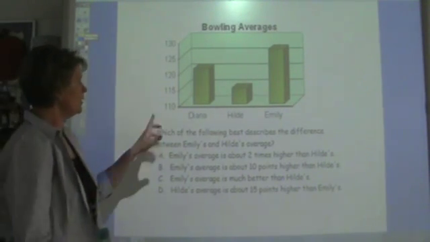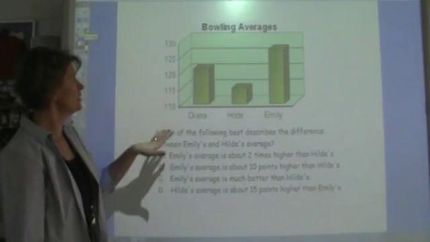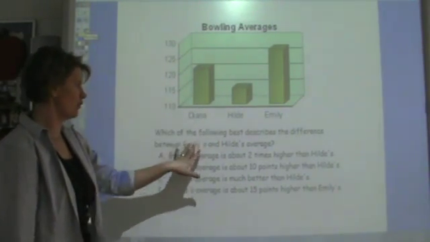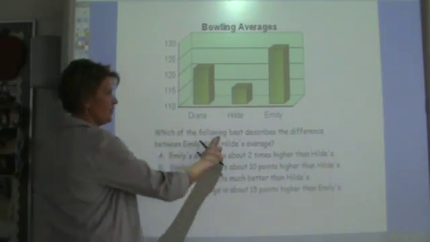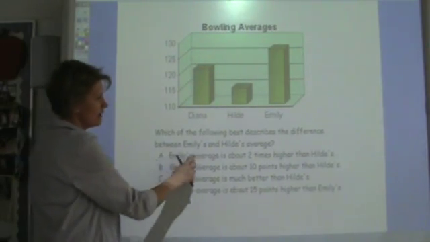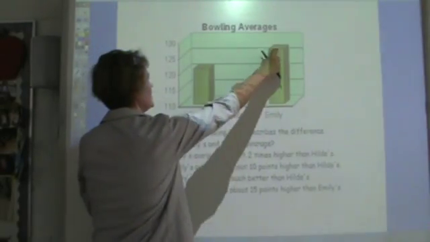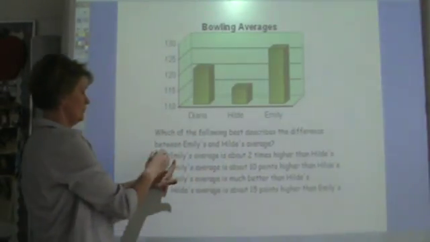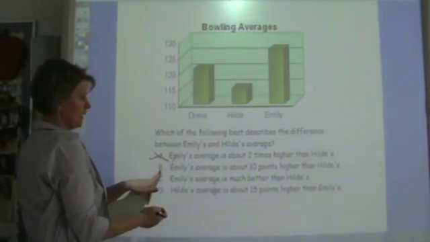All right, here's another one. Again, they didn't start with 0. They started with 110 and then counted by 5s. So we've got our bowling averages. If we had to answer this multiple choice question, it says, which of the following best describes the difference between Emily's and Hildy's average? Emily's average is about 2 times as high as Hildy's. Well, no. Not even by sight it's not, and even if you look at their scores, definitely not.